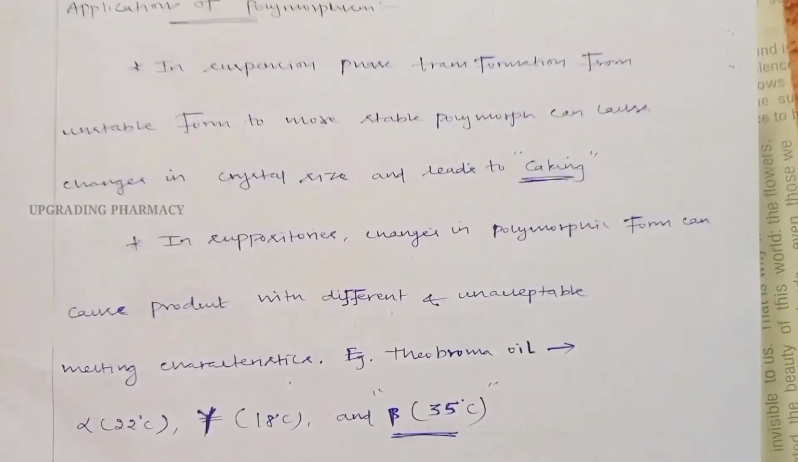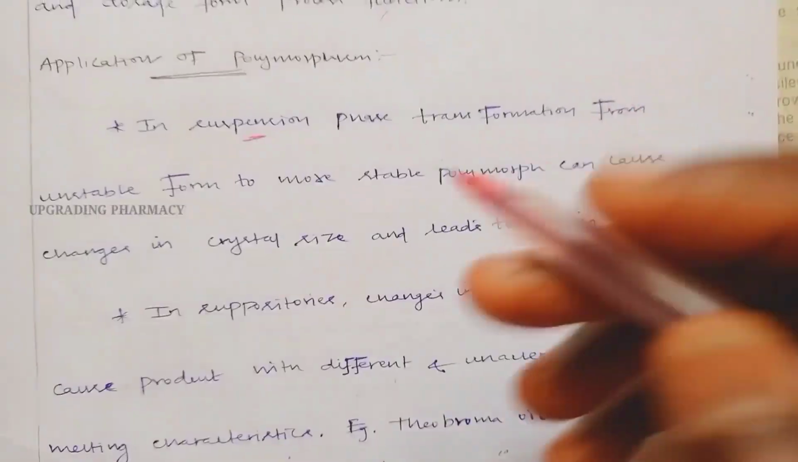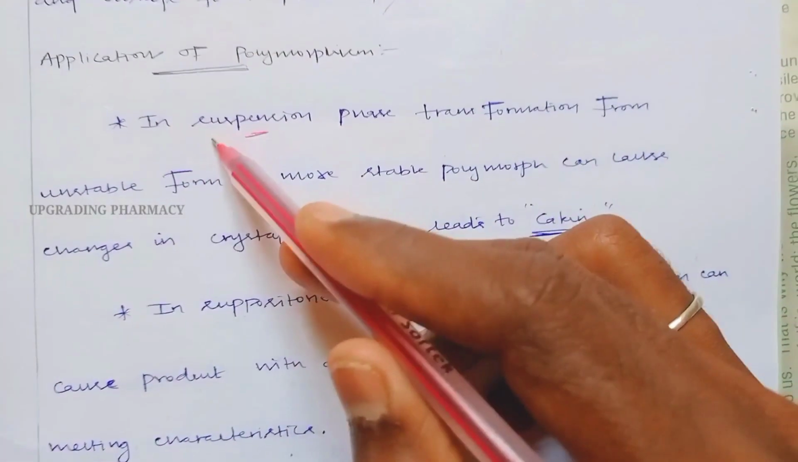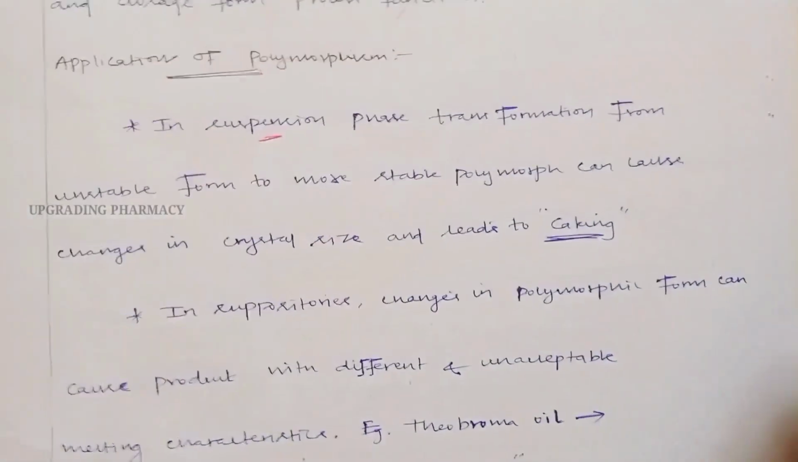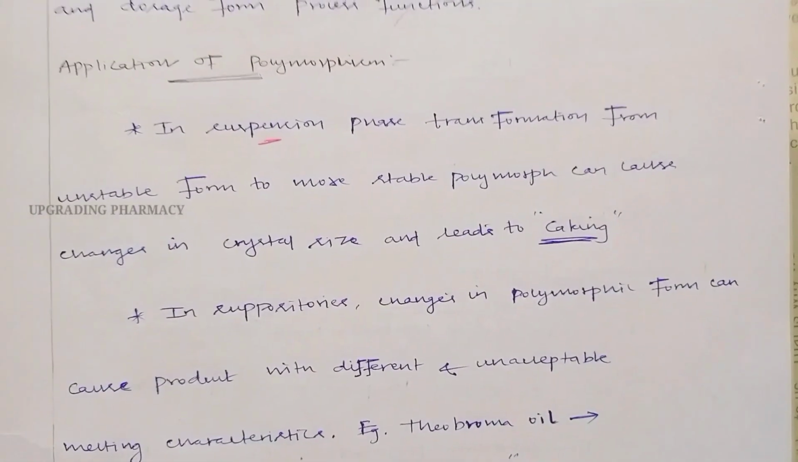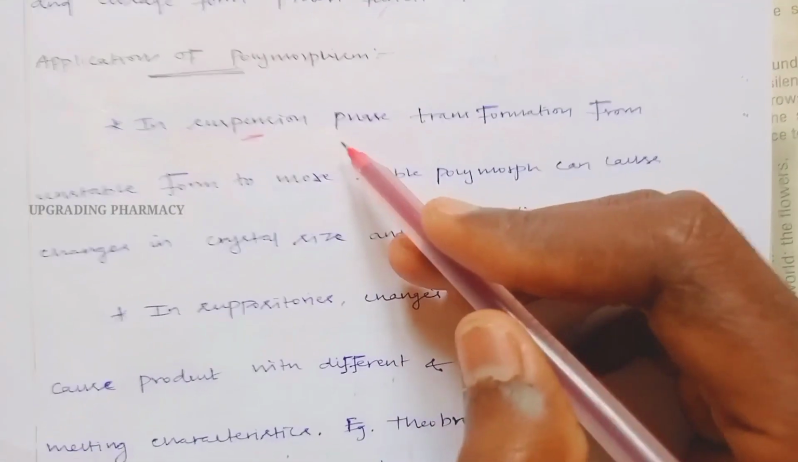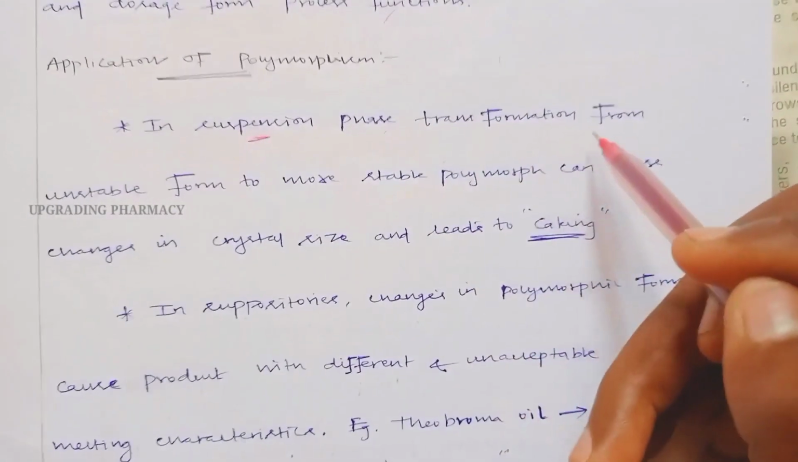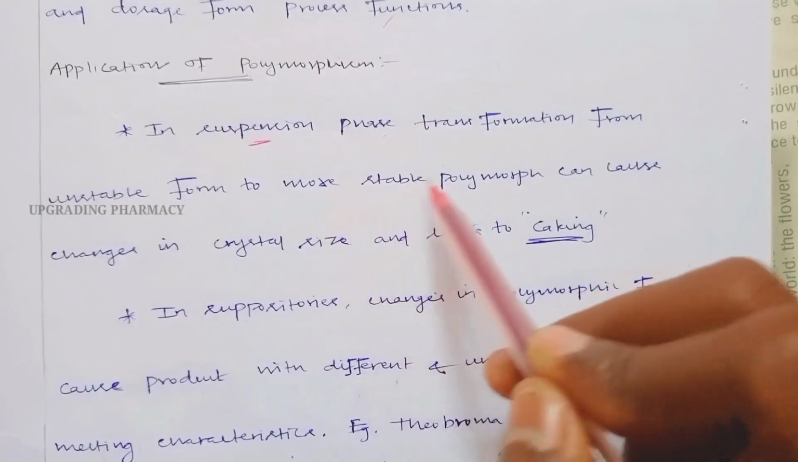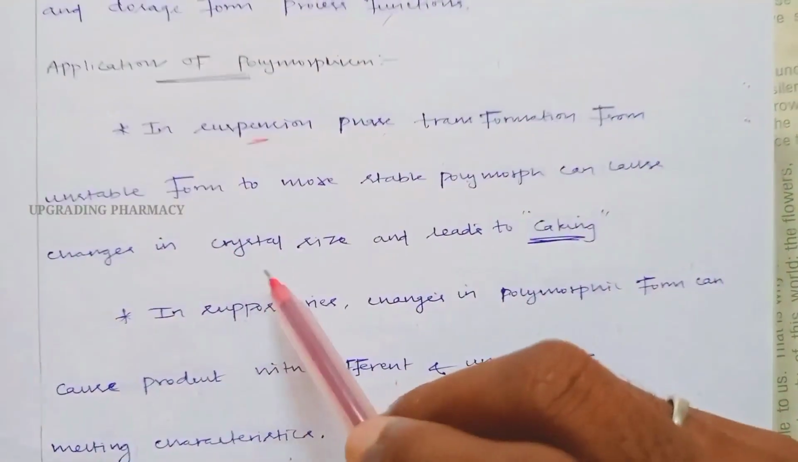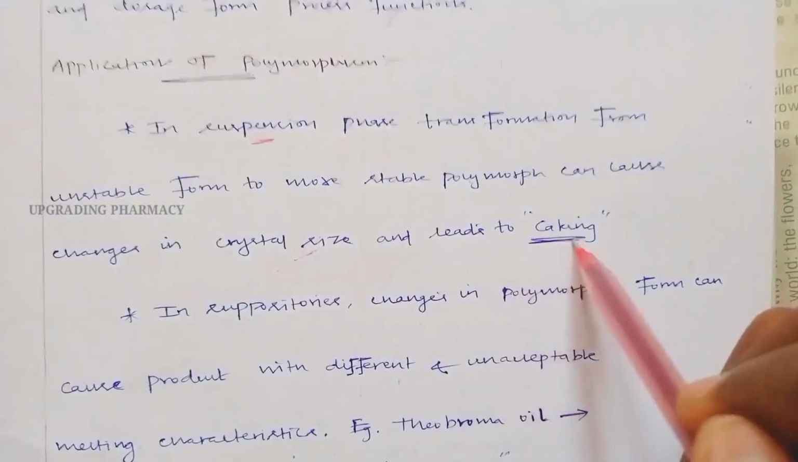So where will polymorphism exist? The first one is suspension. We already know that in a suspension, insoluble solid particles are dispersed in a liquid medium. In the suspension phase, transformation from an unstable form to a more stable polymorph can cause changes in the crystal size and lead to caking.